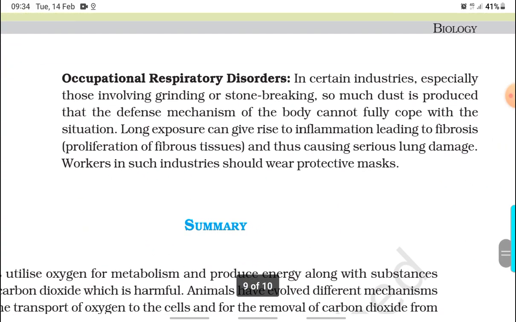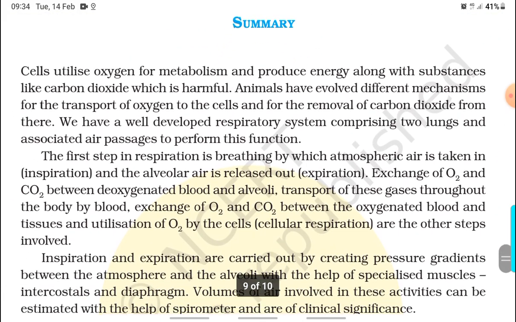Occupational respiratory disorders. In certain industries, especially those involving grinding or stone breaking, so much dust is produced that the defense mechanism of the body cannot fully cope up with the situation. Long exposure can give rise to inflammation, leading to fibrosis or proliferation of fibrous tissues, and thus causing serious lung damage. Workers in such industries should wear protective masks.